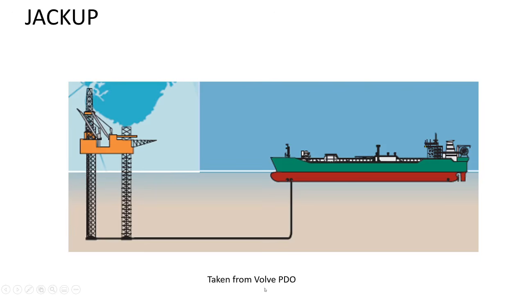The jackup, this is taken from the Volvo PDO. They are using a jackup, and you see here these legs that come up and down. And in this case, they have a line from the processing facilities all the way to a tanker. Okay, and I think in this case they were using an FPSO that they later transferred to a tanker.